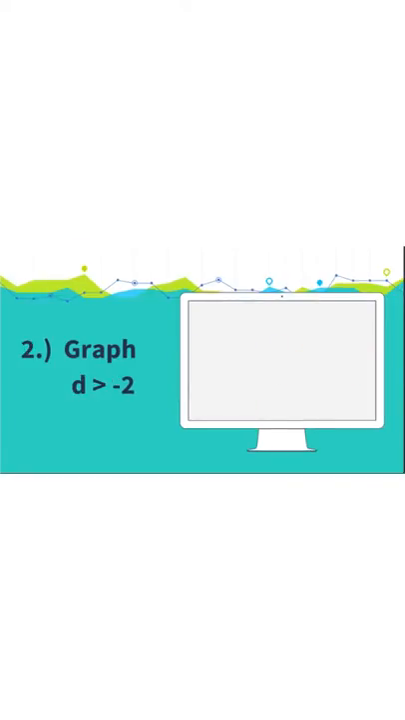Number 2, graph d is greater than -2. First, start off by drawing your number line and putting some numbers in. We know that -2 is the number we're looking at, so we draw a circle. It is just a greater than sign. There's no equal sign under it, so we know that it is an open circle. Then look at the direction we need to go. If it is greater than, it goes to the right. Your answer is an open circle at -2 with an arrow to the right.